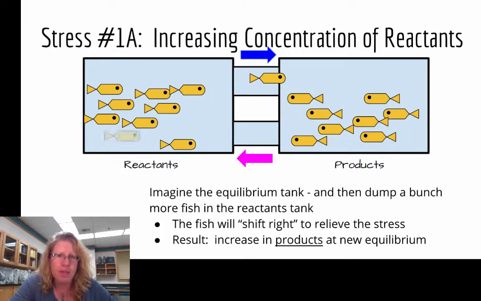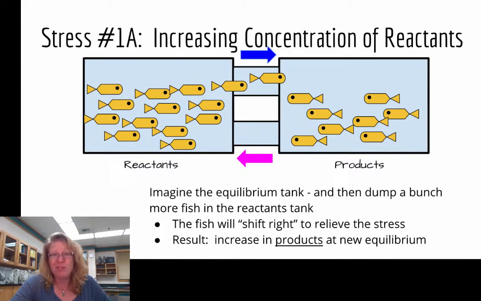What's going to happen? If I start adding more fish to this side over here, overall, what are they going to do? Well, if I dump a bunch of fish over there, this is the stress in the new tank. The fish in general, on average, are going to start to kind of shift towards the right because we've got way more fish on the left. We have less density of fish on the right. And we're going to start kind of shifting over towards the product side.